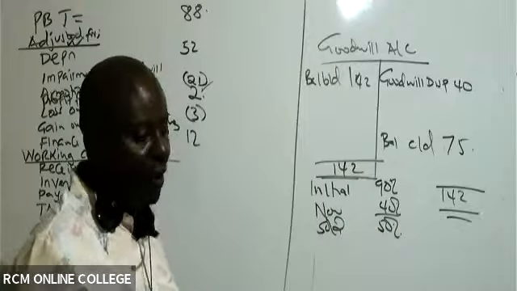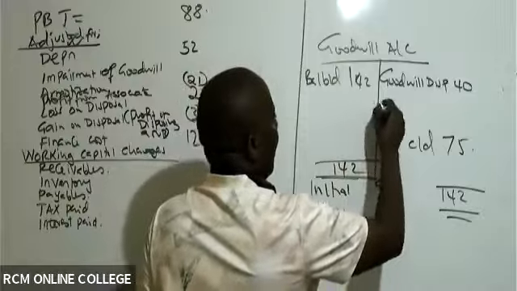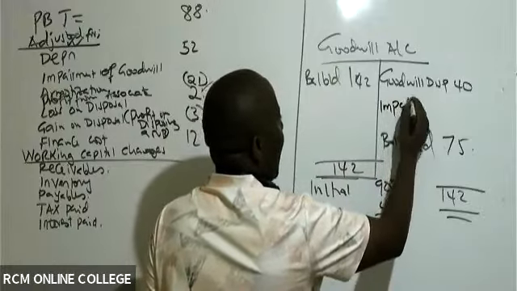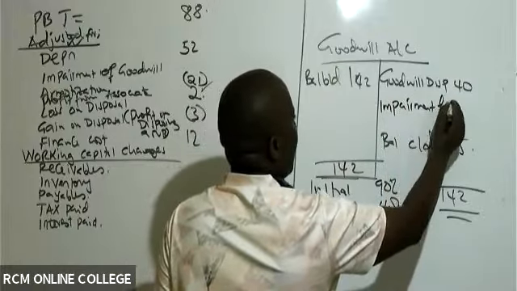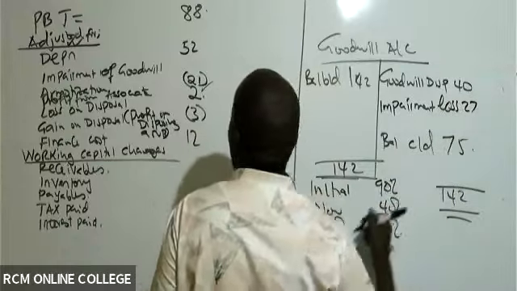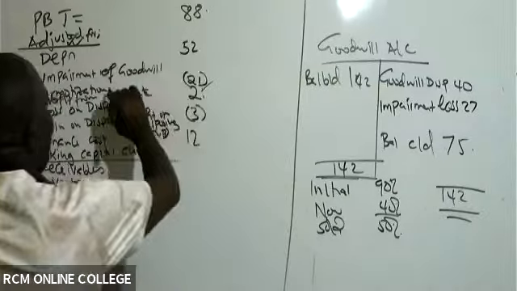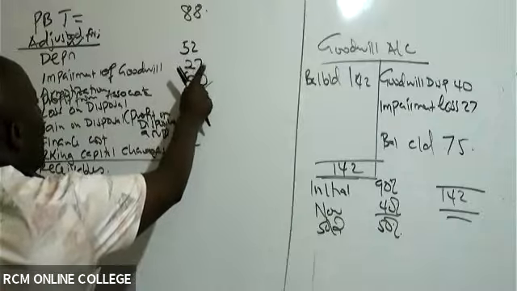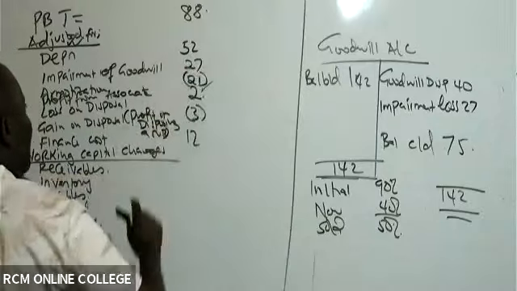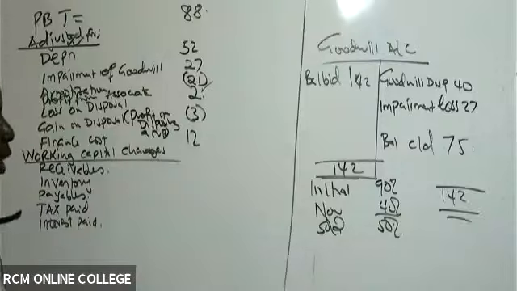They're saying it's 27. So in this case here, impairment loss, impairment of goodwill, is 27. Shall it be positive or negative? Shall we have it as positive or negative in our statements?